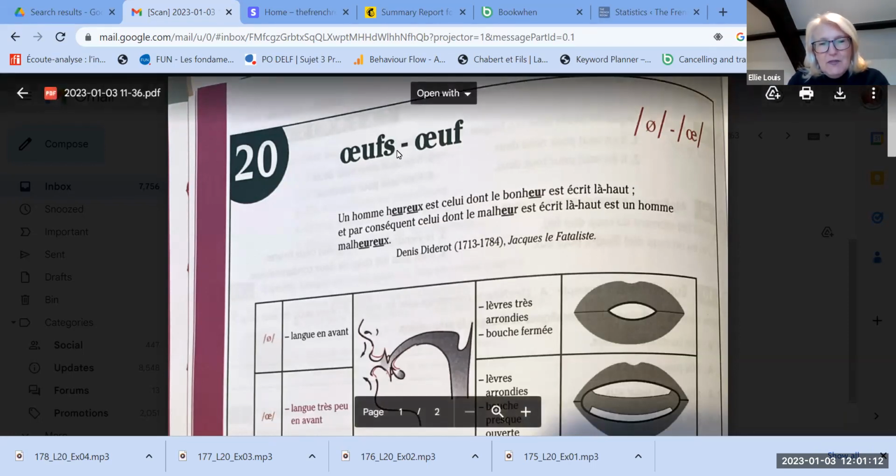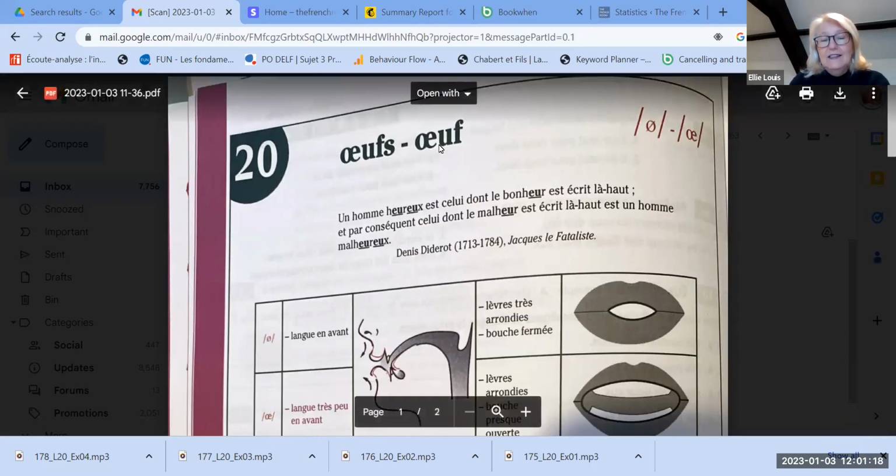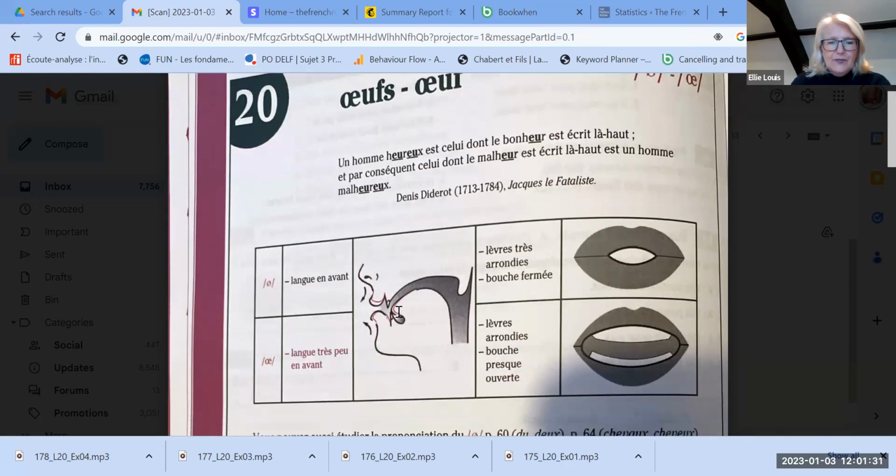Because the first one here with the S on the end is les œufs, and the singular with no S is un oeuf. So the plural is not les oeufs. The plural is les œufs. Let's have a look a little bit more at these two sounds. So first of all, we're going to look at this.